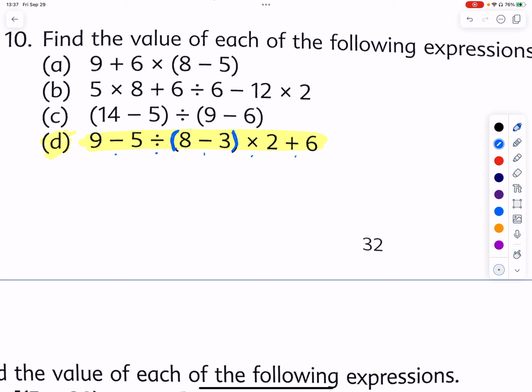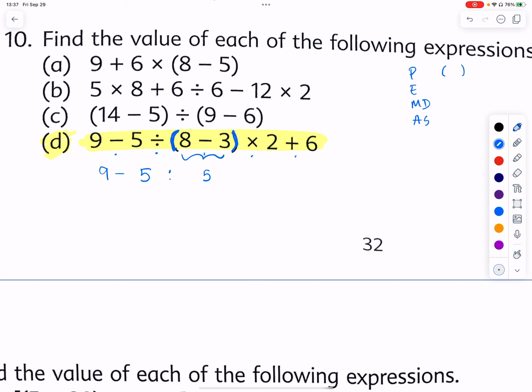Please excuse my dear Aunt Sally. If you don't remember, please always write down these rules. And according to the first rule, we must address what's in parentheses first. 8 minus 3 gives us 5. Let me rewrite the expression.